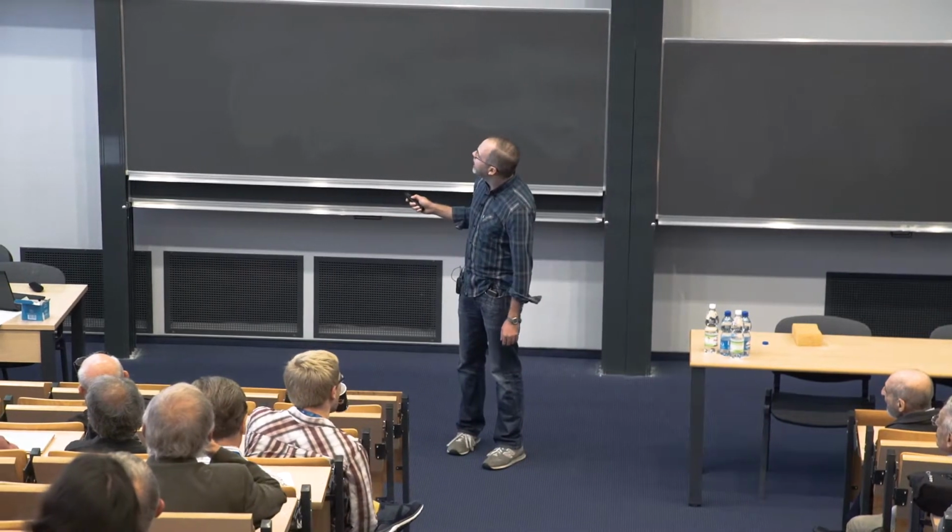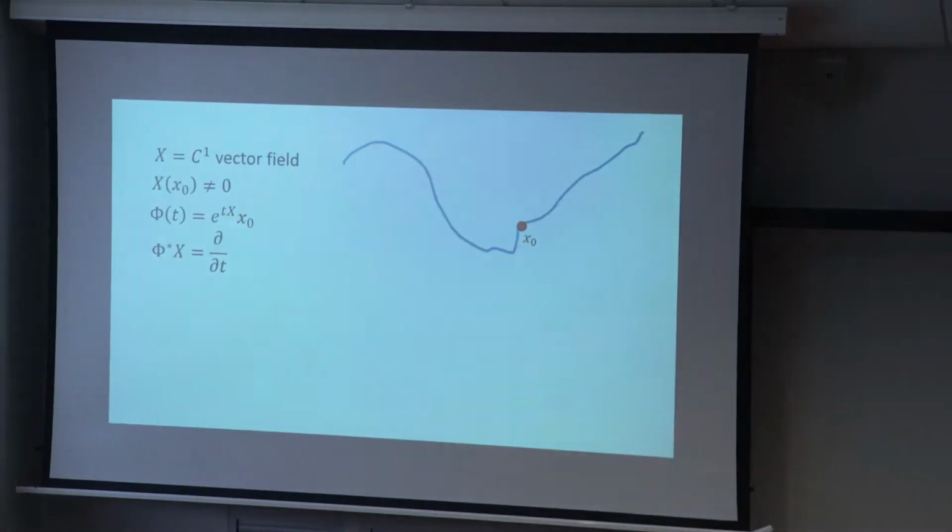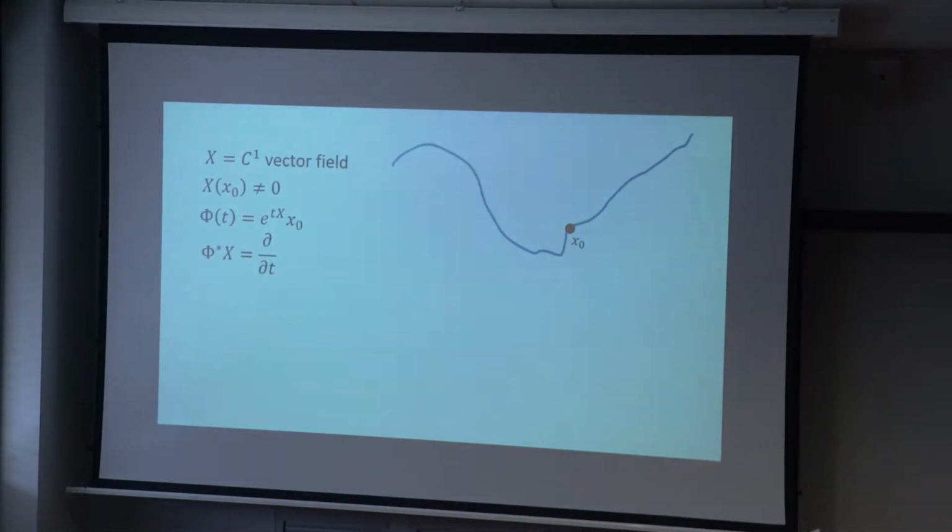Now near the point x naught, that's a parameterization of this integral curve. And if I pull back the vector field X via phi, it just becomes this wonderfully nice vector field d by dt. And for today's talk, I want to think of d by dt as being smooth and normalized. That's like the best sort of vector field you could hope for. We understand d by dt.